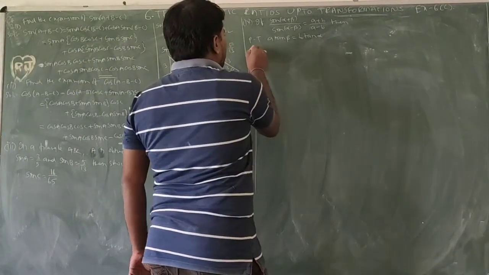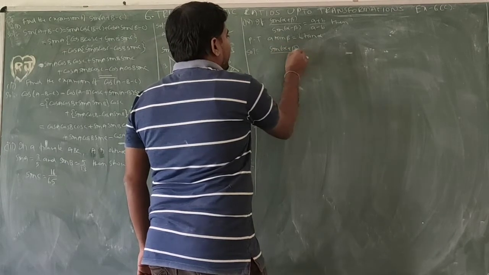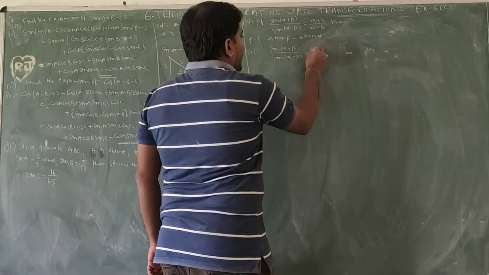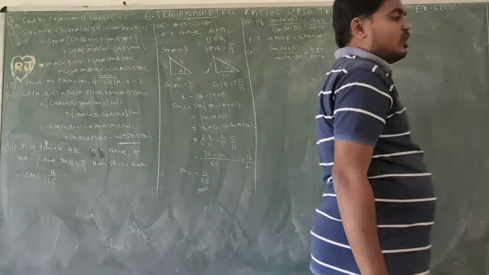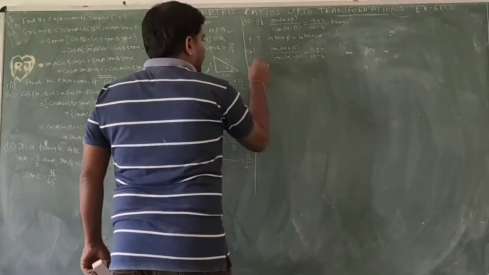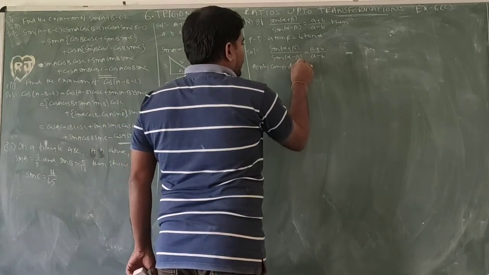First, solution. I am taking sin of (alpha plus beta) by sin of (alpha minus beta) equals (A plus B) by (A minus B). So I want to apply the componendo dividendo formula.